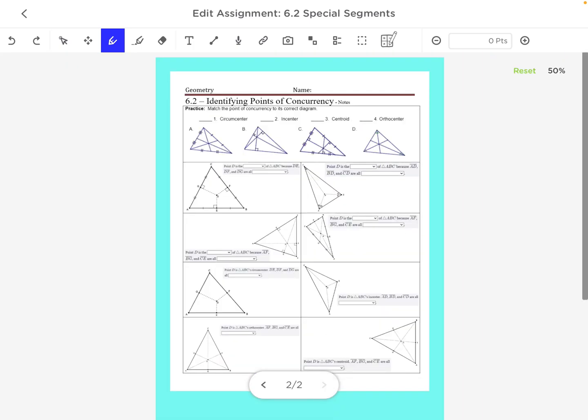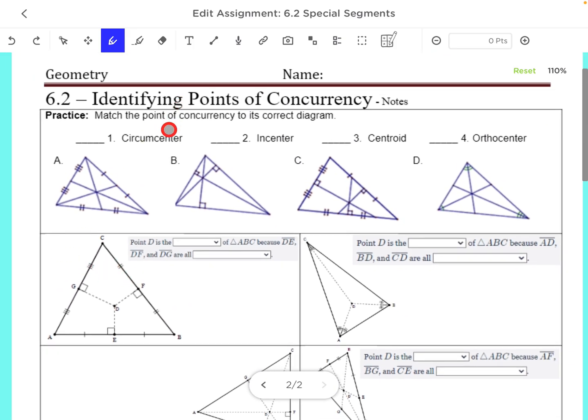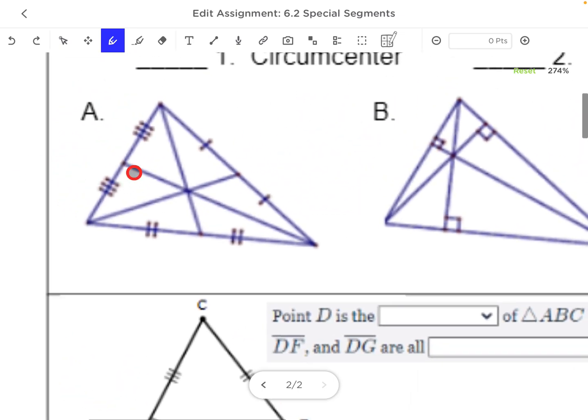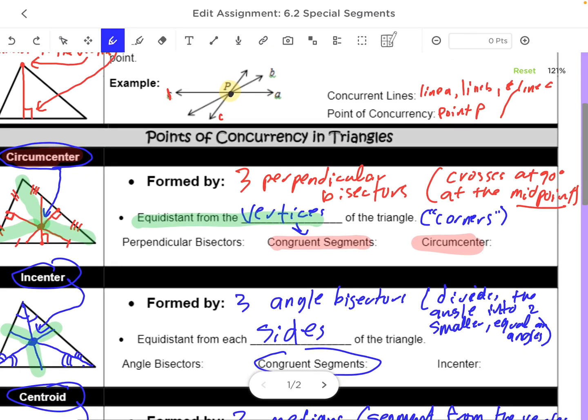So let's go ahead and think about that and apply that on the second page. We're going to match which ones of these matches up with this. Let's just go through each one and analyze it. Let's look at A. What do we know? It's going from a vertex to the middle, because we know this is equal to that. And this is going from a vertex to the middle of this side, because that's equal to that. So for vertex to the midpoint, what did we say that was? We said from the vertex to the midpoint.